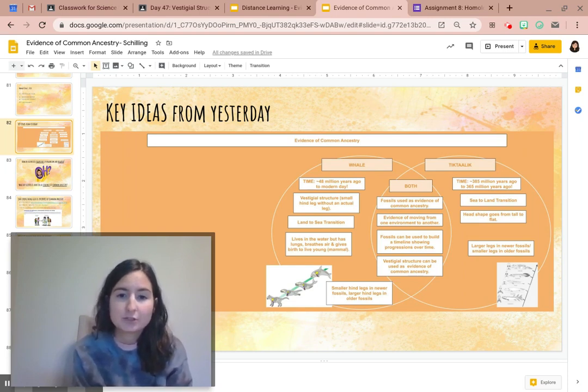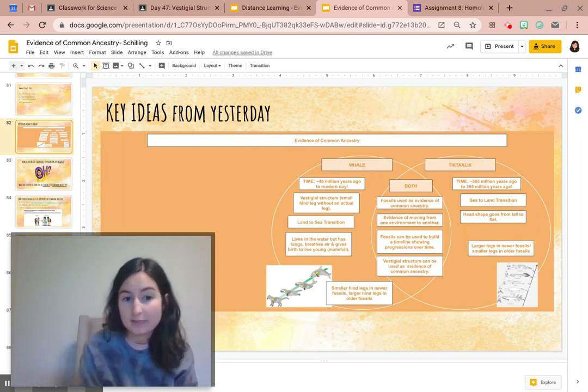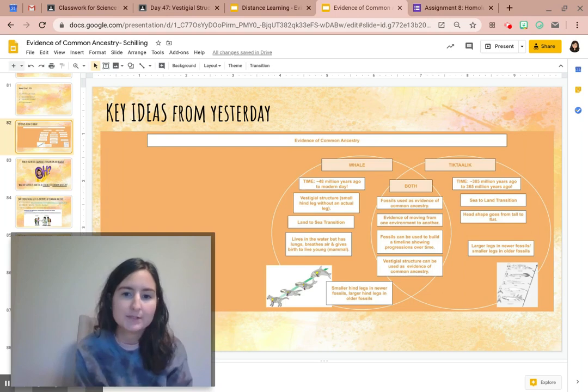So the whale also showed a land to sea transition, whereas the Tiktaalik did a sea to land transition. So that's how they were a little bit different. And then the whales live in water, but they actually have lungs and they breathe air and they give birth to live young. So they're mammals just like us, which is very interesting. Even though they live in the water, you would think they'd have gills and not be mammals, but they are, which is really cool. They also have smaller hind legs in newer fossils, and bigger legs in older fossils.